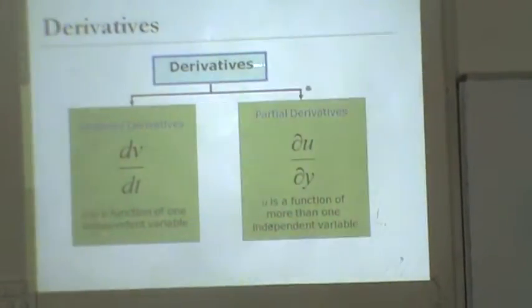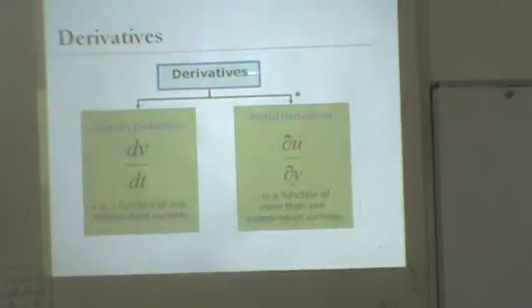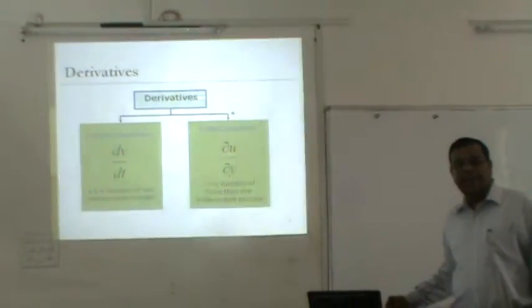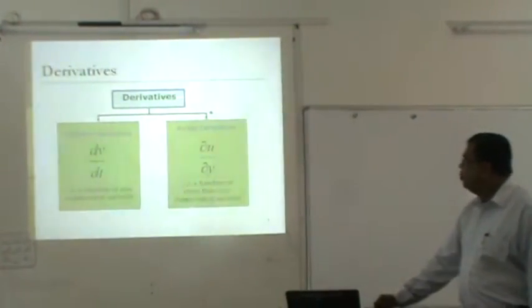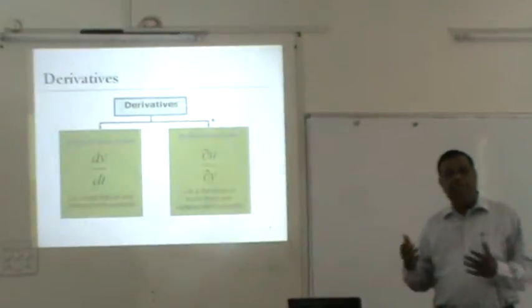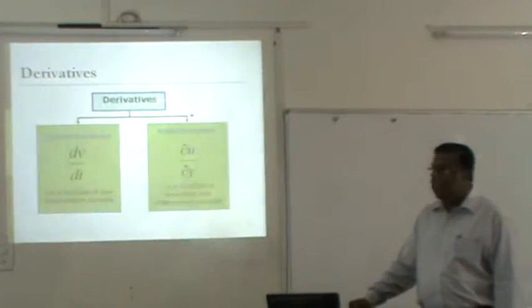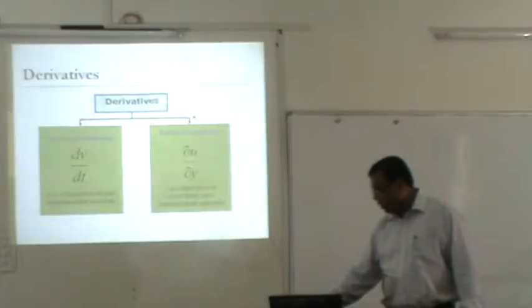So look at here, how to differentiate the ordinary derivative and partial derivative. If v is a function of a single independent variable, then it is the ordinary derivative. If u is a function of more than one independent variable, then this is the partial derivative. So here you will understand the difference between the ordinary and partial derivative.